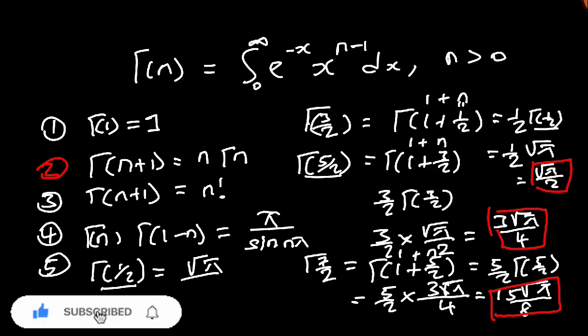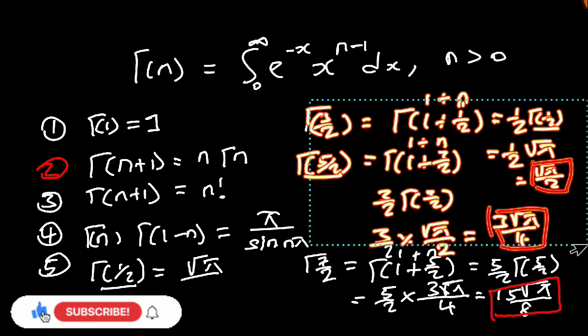There's an easier way to do this. You can see that, assuming I had never found this gamma 5 over 2, this would have been a little bit tedious. Now let me show you the easiest way to do this.